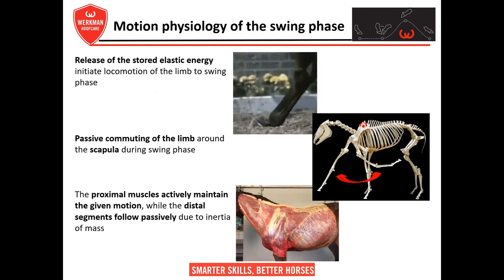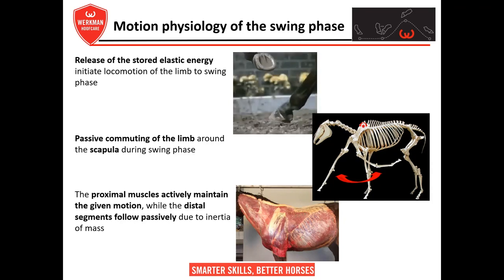So then swing phase starts, and it's just a passive pendulum of the distal limb around the shoulder. In the first place, we have very little mass in the distal limb. This is done by evolution. We don't have muscles in the distal limb, to reduce weight, and that's why the distal limb passively swings around the shoulder. Then the swing phase itself is maintained by the muscles of the shoulder girdle, and the distal limb, the hoof for example, follows passively.